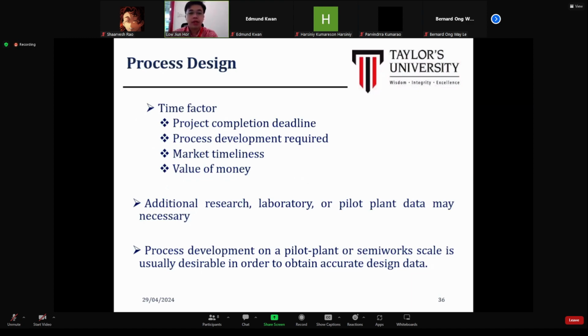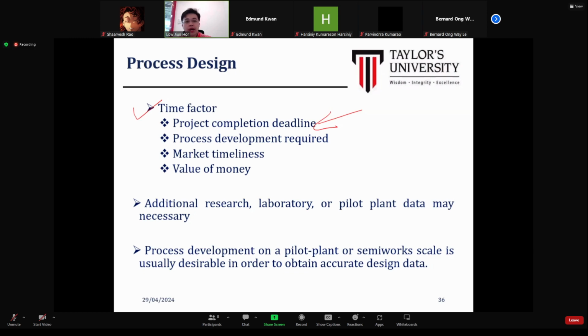Beside that, the last factor we need to consider is the time factor. Different processes have different project completion deadlines. Some of the processes or technologies can be completed within 1.5 years. Some of them need 2 or 3 years, especially those that involve a very special or unique operation or technology, and you need to get the expert from overseas.